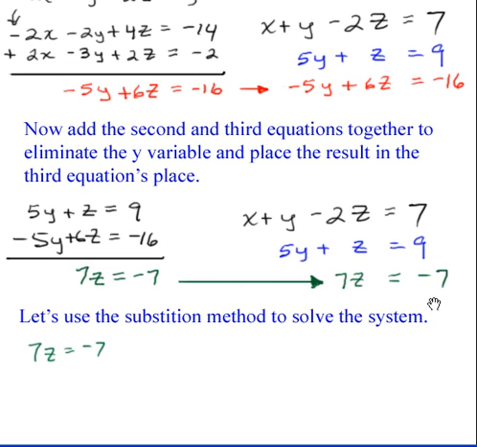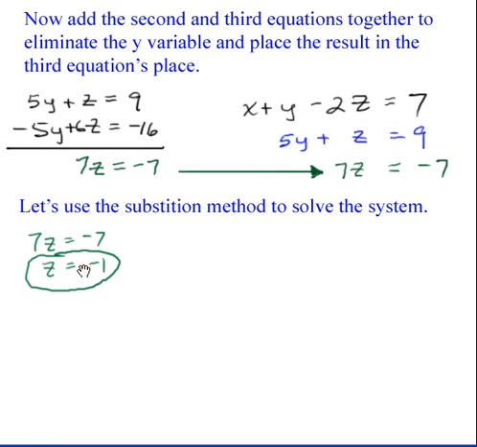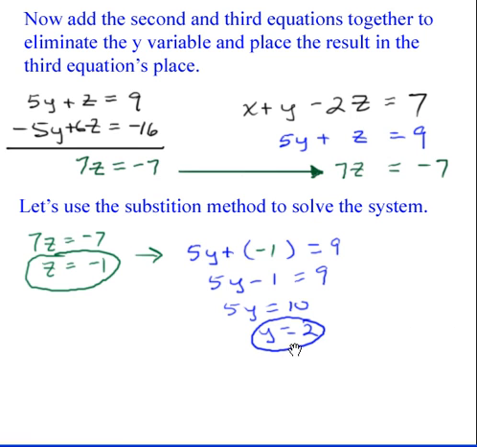And to solve this system, if 7z equals -7, then z must be -1. Let's take that value and substitute it into this second equation that has the two variables y and z. So 5y plus, instead of z, we'll replace it with -1. That is equal to 9. Simplify that and add 1 to both sides. 5y is 10, so therefore y is 2.